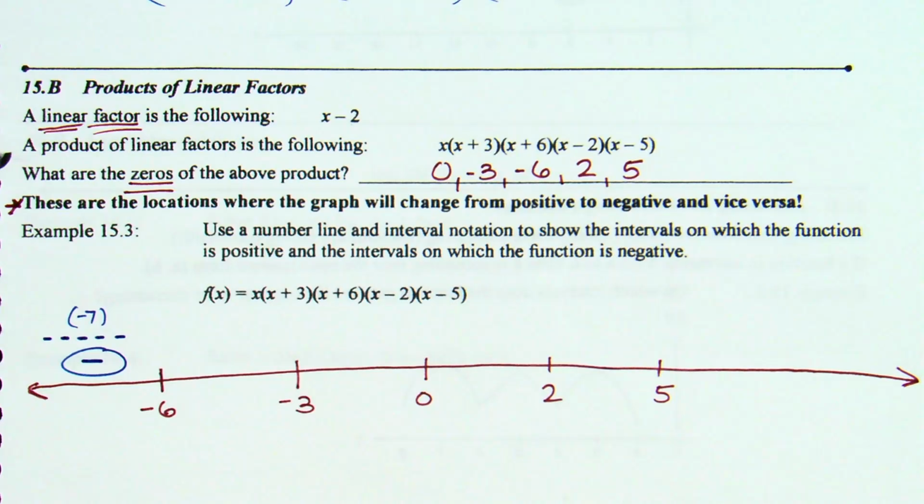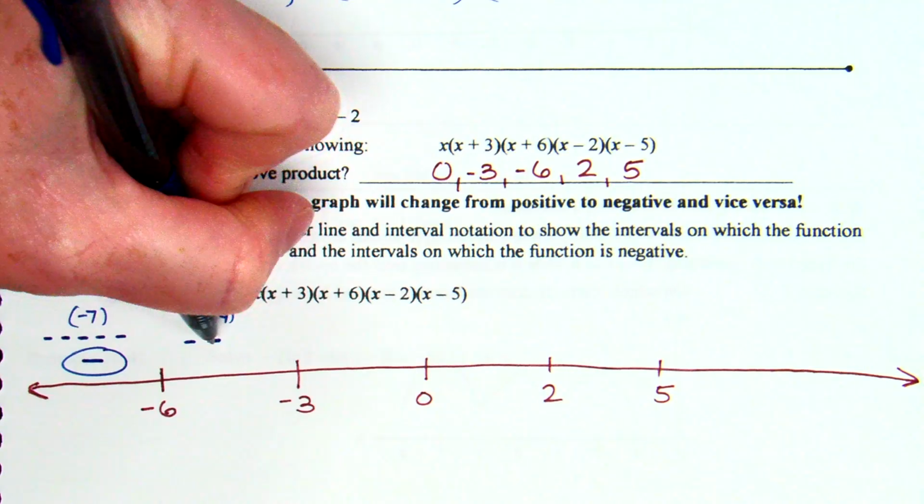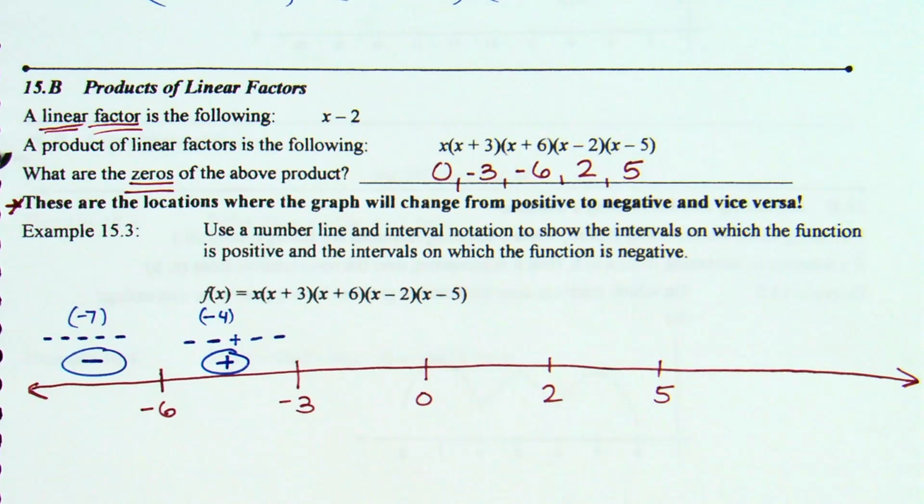So what do you do between -6 and -3? Pick a number you want to test. So, I'm guessing it's all going to be negative. No, come on. -4, when you plug it in for x, is negative. -4 plus 3? Negative. -4 plus 6? Positive. -4 minus 2? And -4 minus 5? Negative. This time I have 4 negatives and a positive, which multiplied all together turns out to be a positive.